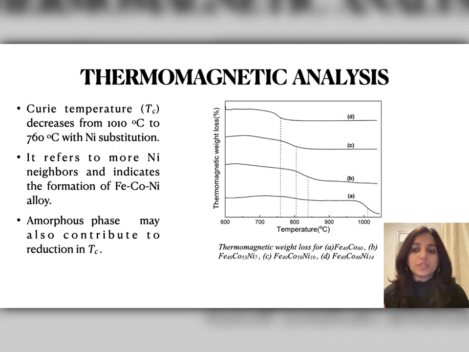The iron 40 cobalt 60 shows a Curie temperature of 1010 degrees Celsius influenced by phase segregation, which drastically reduces to 840 degrees Celsius with 7 atomic percent of nickel. With further increasing nickel concentration, the Curie temperature reduces to 810 and 760 degrees Celsius. The reduction in Curie temperature with increasing nickel addition refers to more nickel neighbors and indicates the formation of iron cobalt nickel alloy. The presence of amorphous phase may also contribute to the reduction in Tc and its distribution.